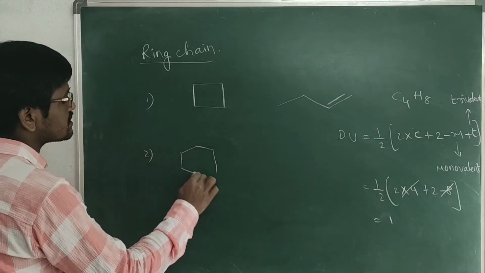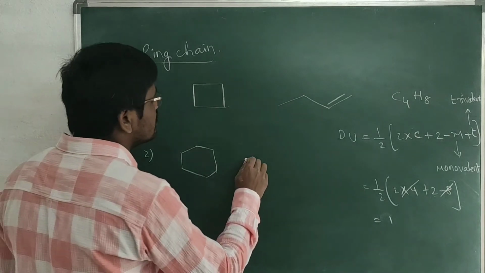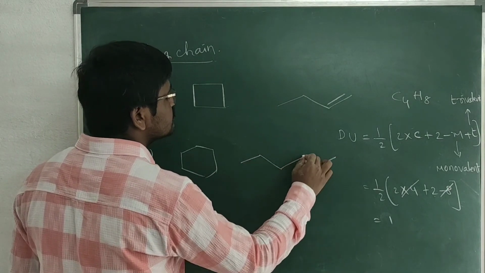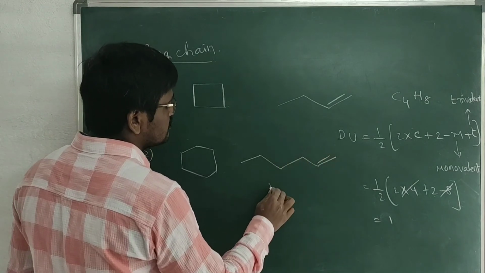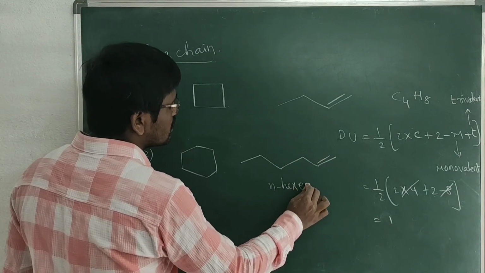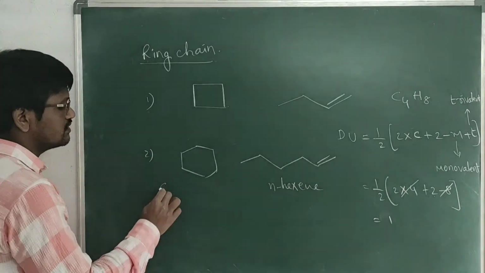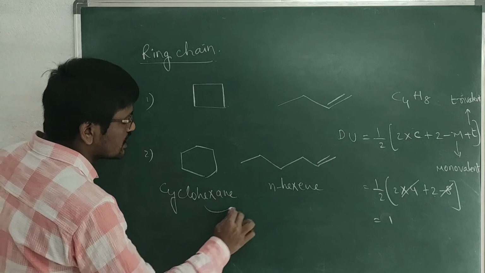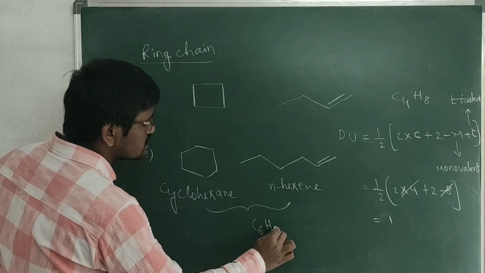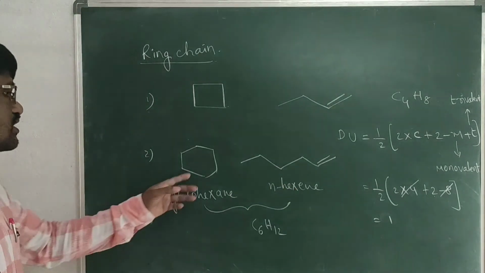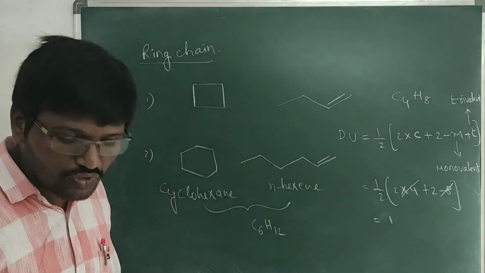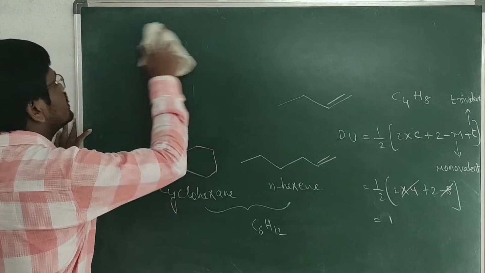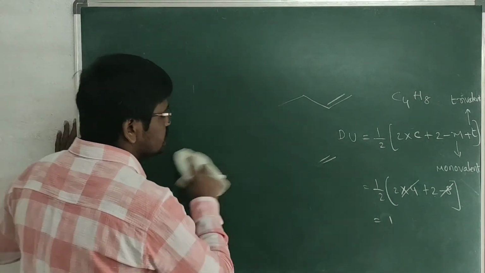An example is cyclohexane, and we can take n-hexene. So these are ring chain isomers because they have the same molecular formula. This is C6, so H12. One is a cyclic compound, another one is an open chain compound. So these are ring chain isomers. Okay. So next we can discuss some questions on this.